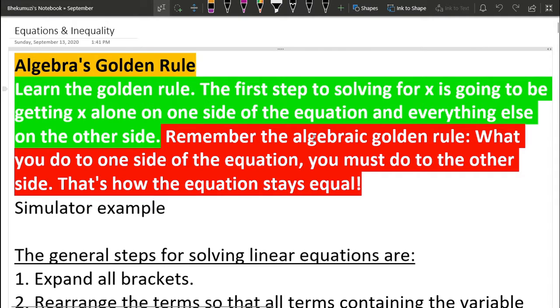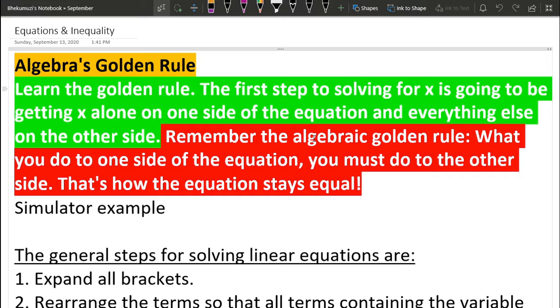So here we're going to start off with equations and inequalities. The first thing you need to know is the golden rule, algebra's golden rule. You must learn this golden rule. The first step to solving for x is getting x alone on one side of the equation and everything else on the other side, right?